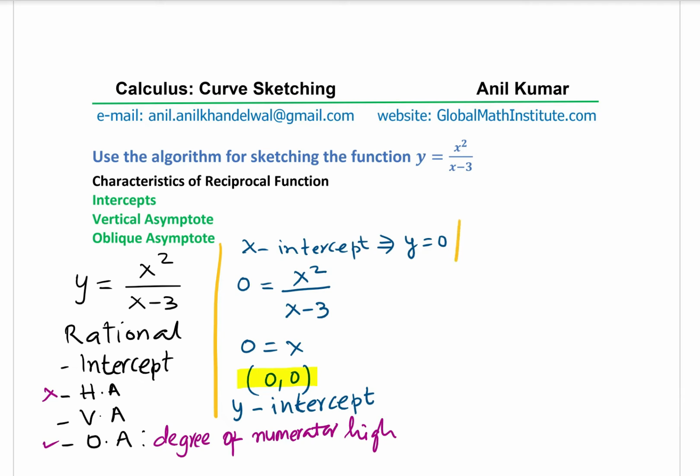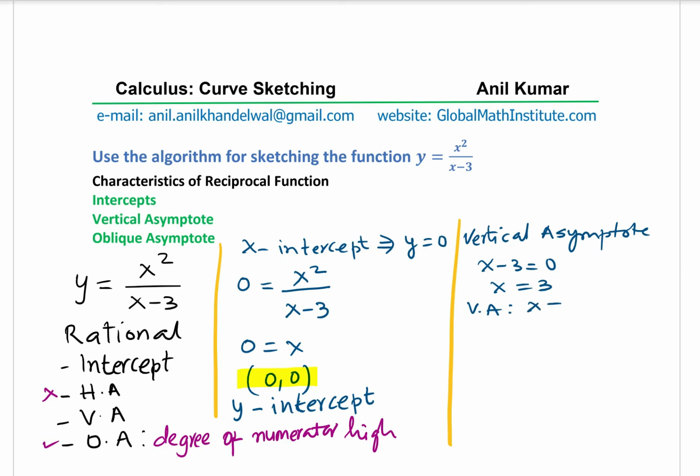Now let's look into the asymptotes. To find the vertical asymptote, what should you do? Set the denominator to 0, right? So x minus 3 equals 0, and that gives you x equals 3, and this becomes your vertical asymptote. So let's write down: vertical asymptote is x equals 3. Let's highlight this important parameter.